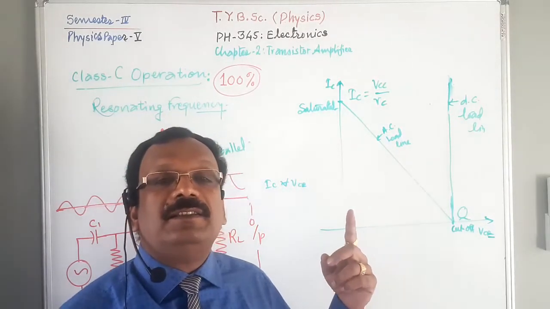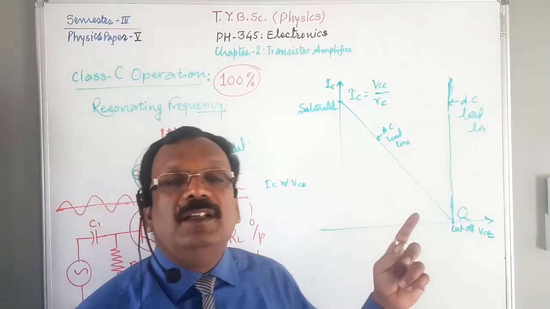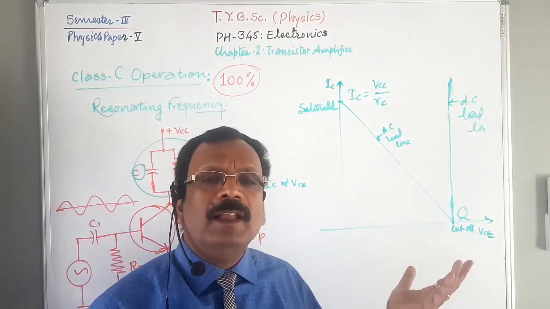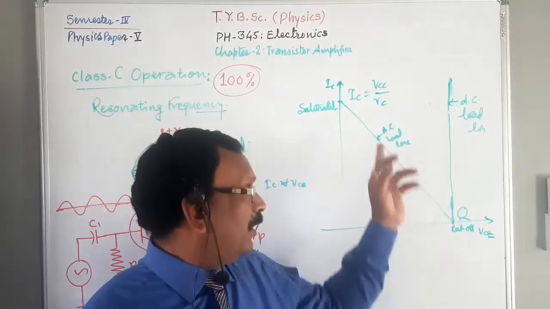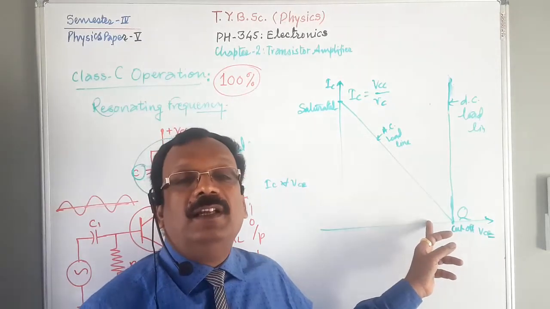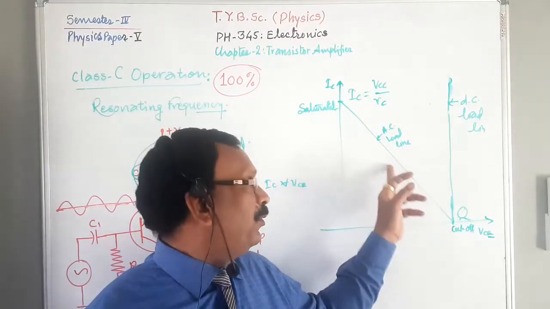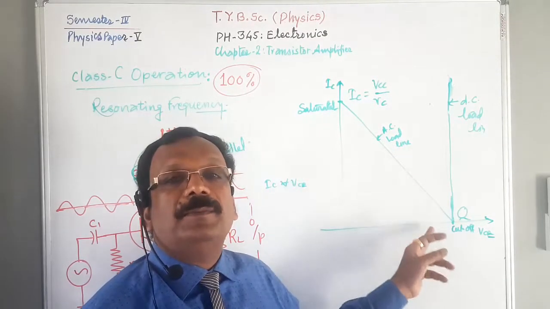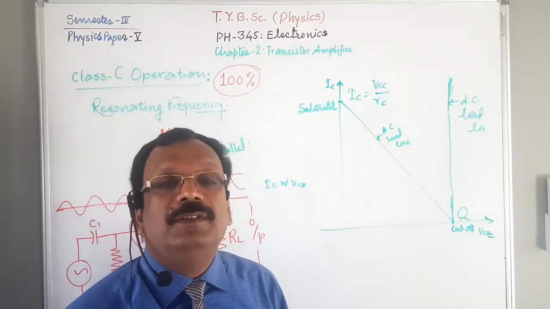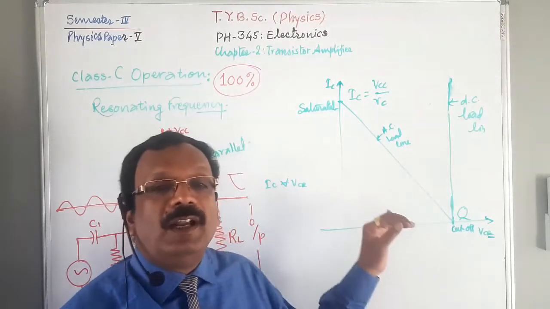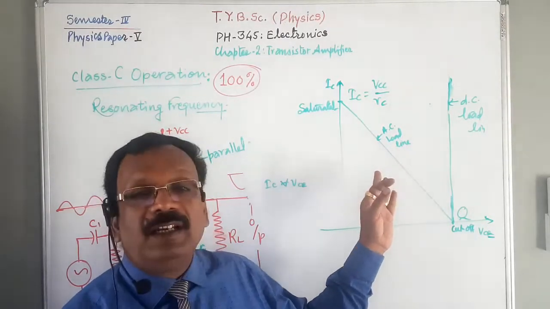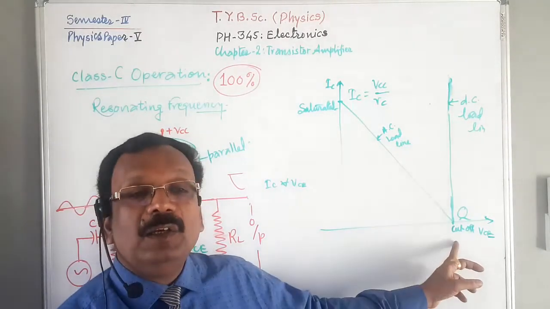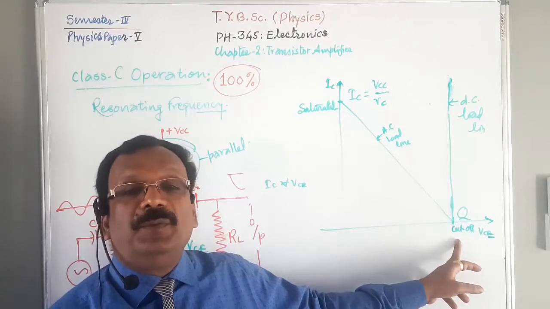The DC load line is not important because the transistor is unbiased. The AC load line is the important one. This line is very important. On this DC load line, the quiescent point is located. So I told you that the AC load line is important, as shown in this figure. The quiescent point is at the lower end, that is, in the cutoff region.